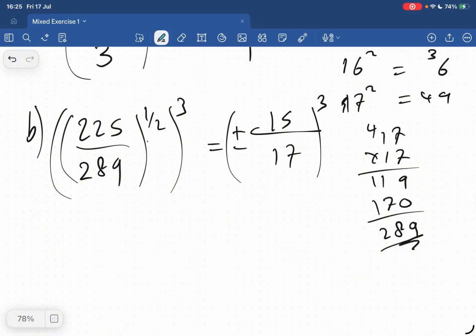Now we cube this. Here is something where I admit, yes, using the calculator, I'm not going to waste your time and do 17 times 17 times 17. Bit tedious, not worth it. This is good to go into your calculator.